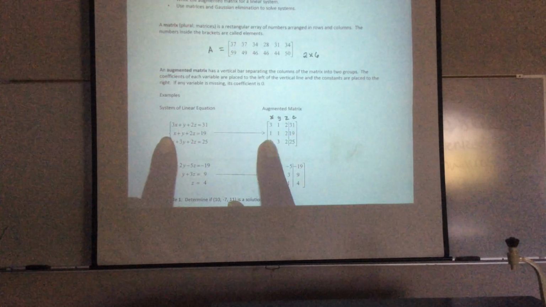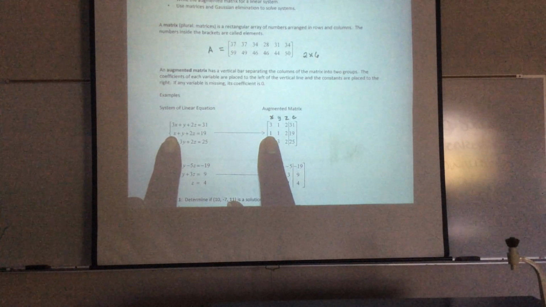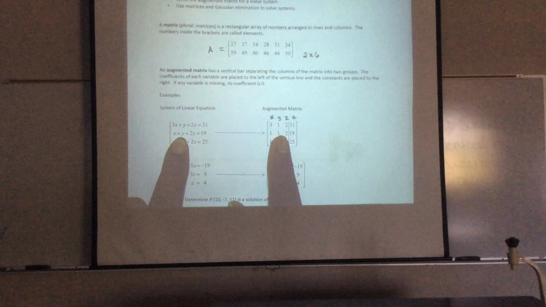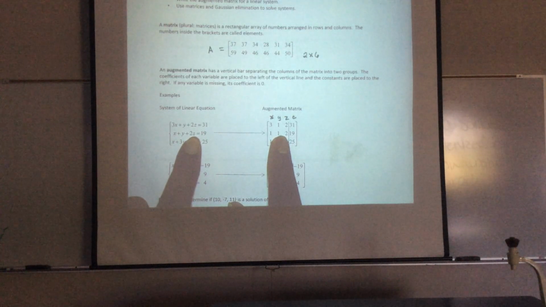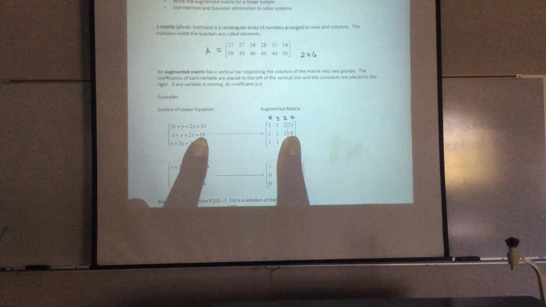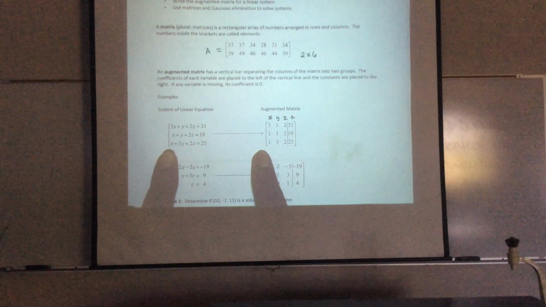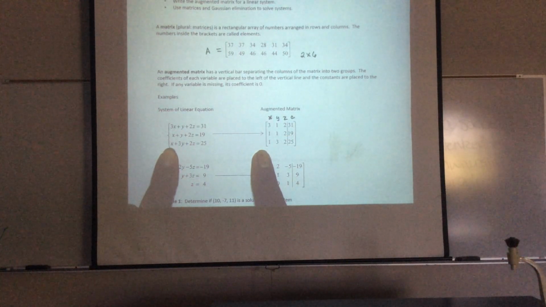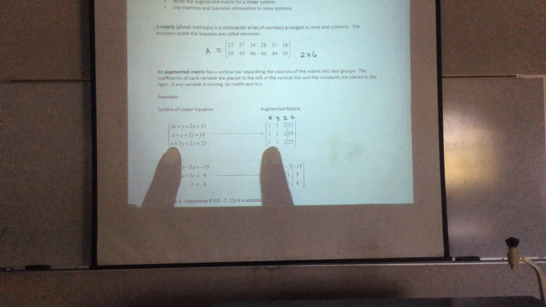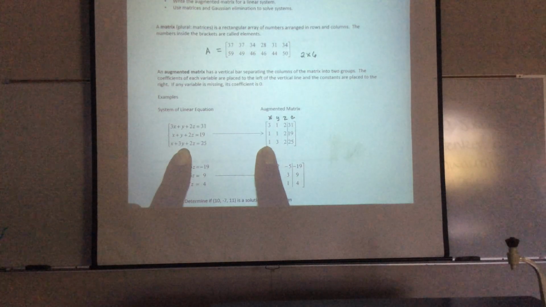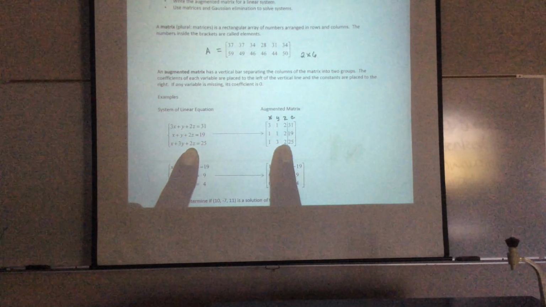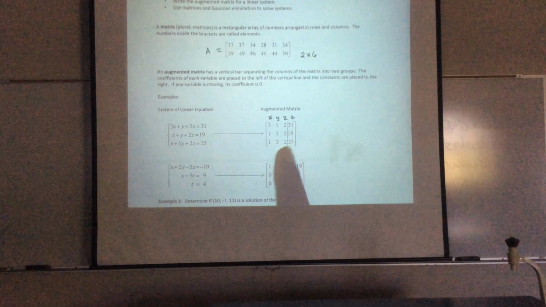And then on the second row, the coefficient of x is 1. The coefficient of y is also 1. The coefficient of z is 2. And then your constant term is 19. And then on the last equation, x plus 3y plus 2z is equal to 25, the coefficient of your x term is a 1. For the y, that coefficient is 3. For the z, it is 2. And the constant term is 25.